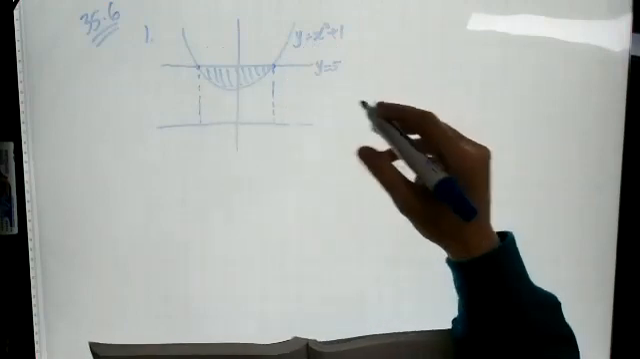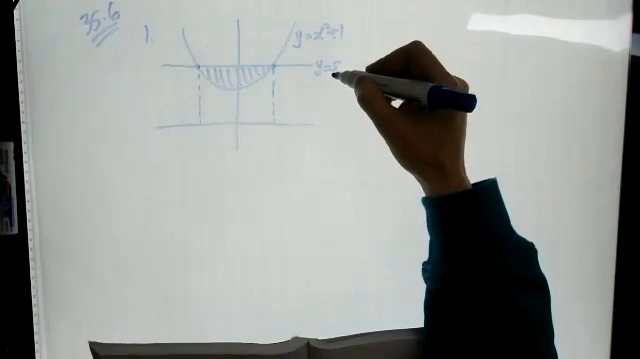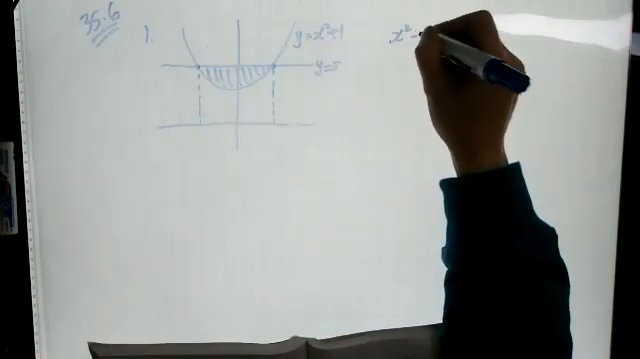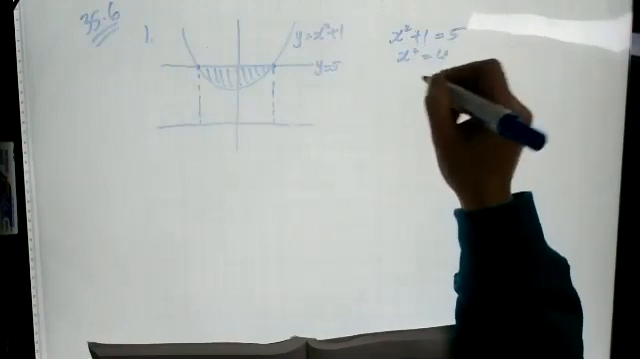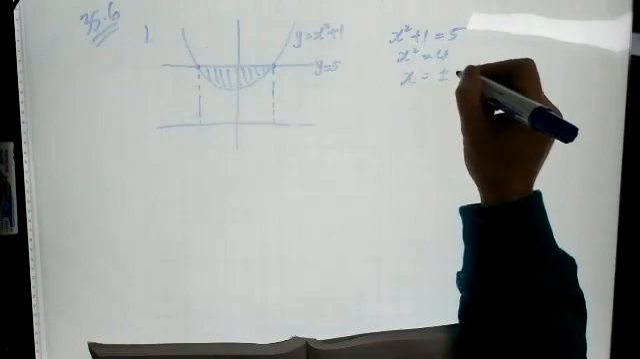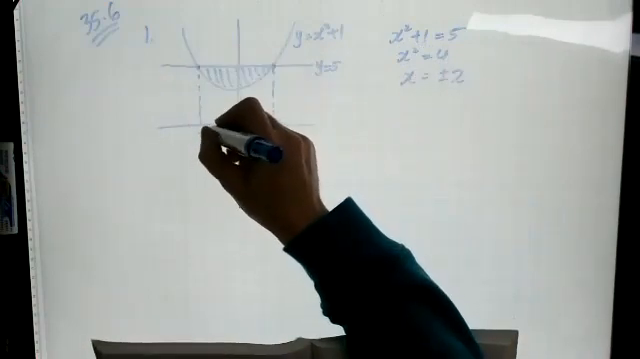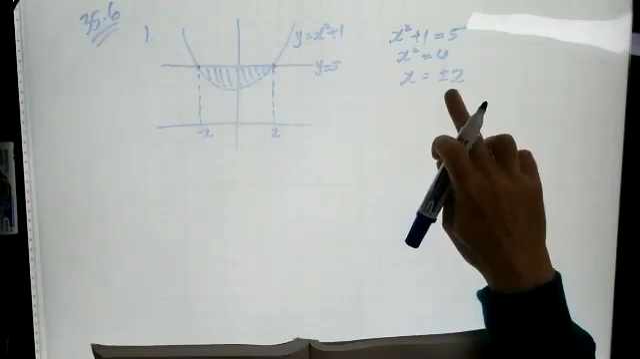So first we find the point of intersection of the curve and the line. So x squared plus 1 equals 5. So x squared equals 4. So x equals plus or minus 2. So the points are x equals minus 2 and x equals 2. Just the point of intersection gives the x values.